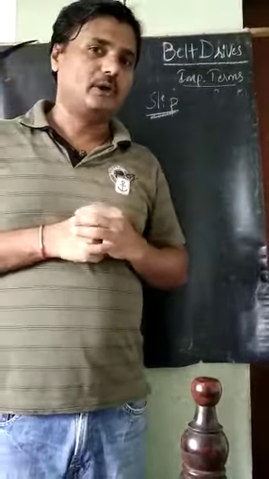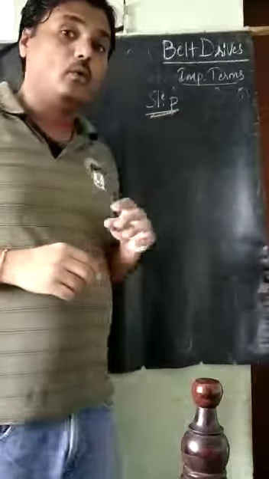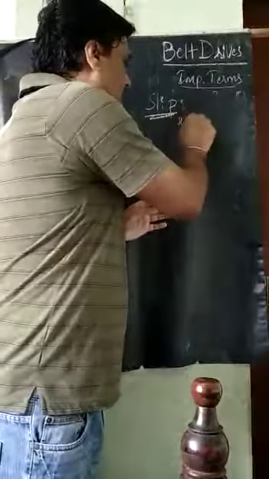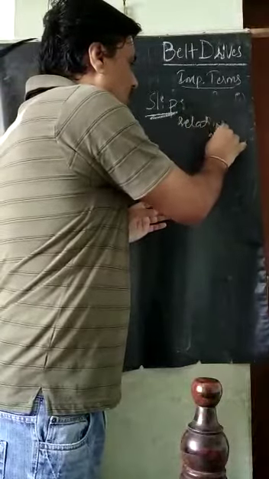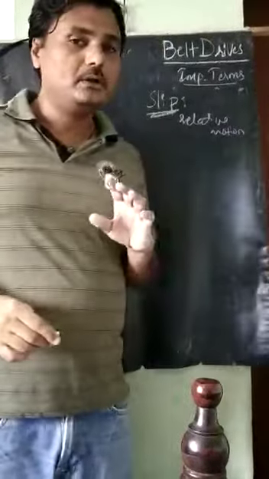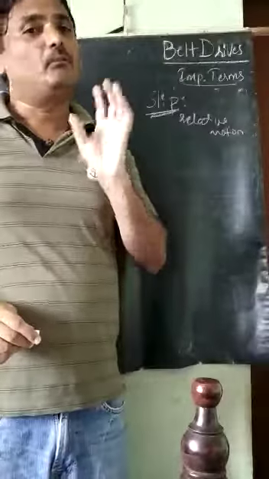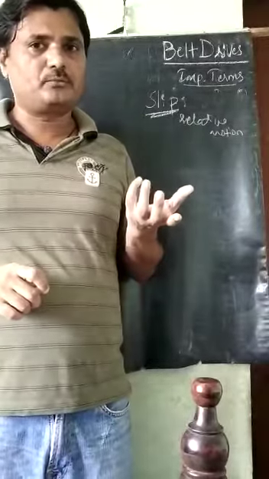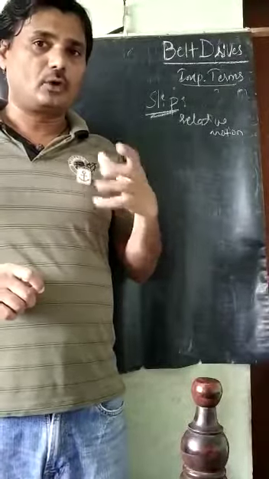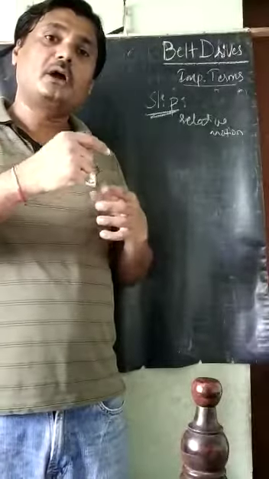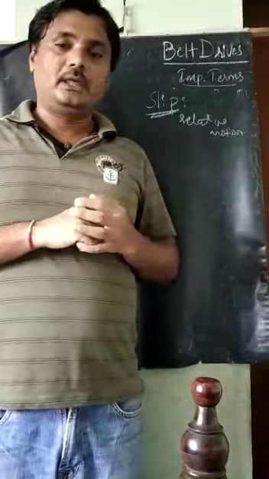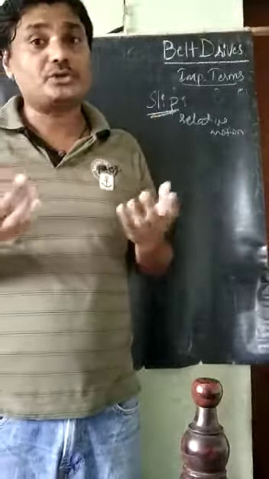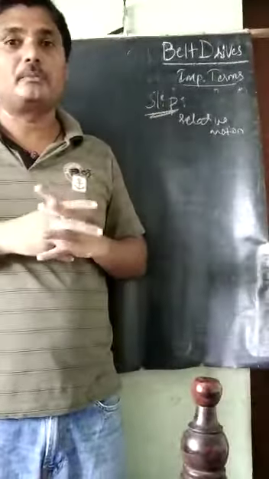So why will it slip? What are the reasons? What is the slip? Slip is nothing but the relative motion between the belt and the pulley. What does relative motion mean? The pulley is rotating with one motion, a rotary motion. The belt is also moving on the pulley with one motion. If both are moving with the same motion, then the relative motion is zero. Then there is no question of slipping, and the belt will not slip out.